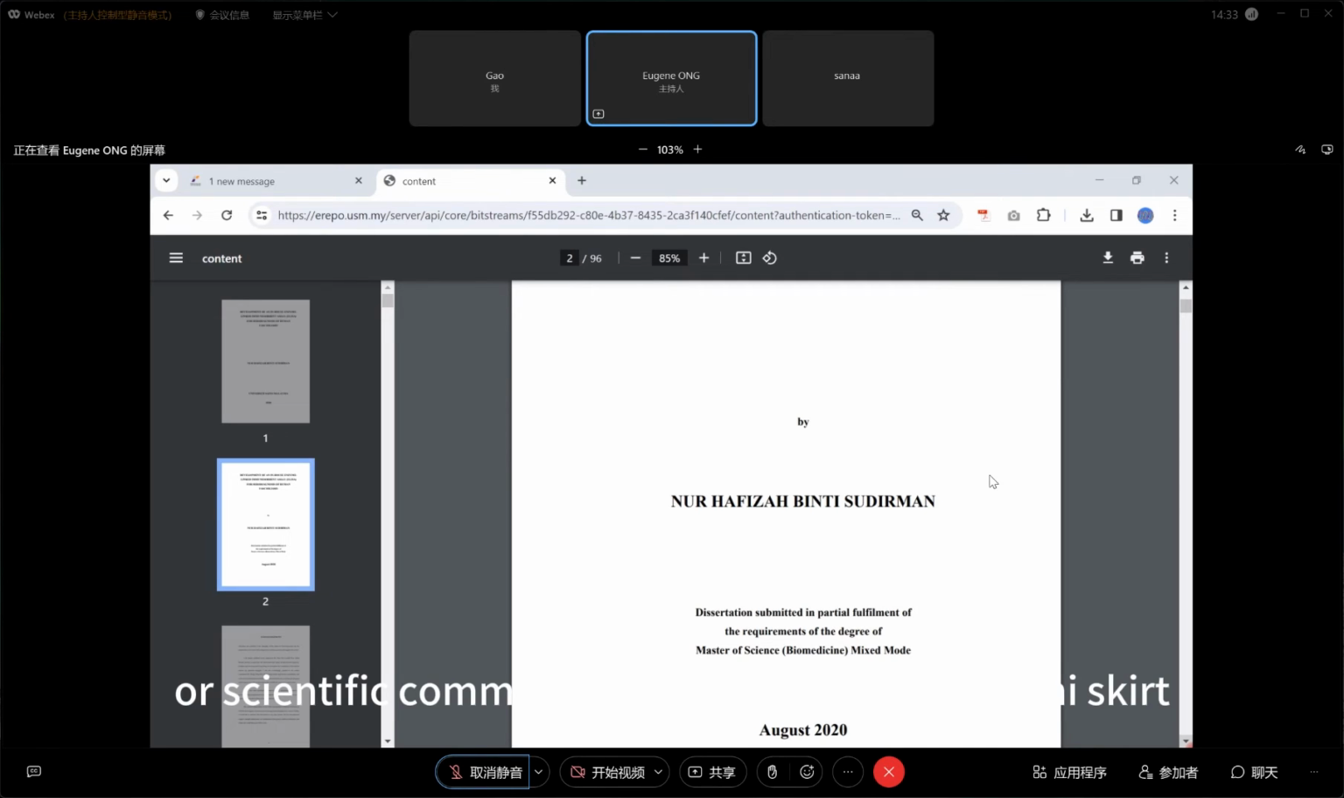presentation or scientific communication should be like a mini skirt. Why is it like a miniskirt? So he said it should be long enough to cover the essentials, but it must be short enough to be attractive. Do you understand what is meant by that?